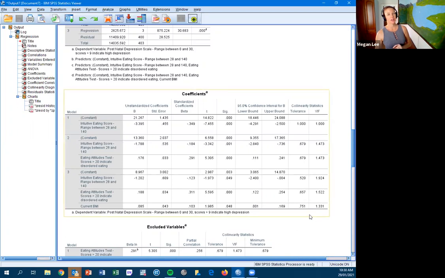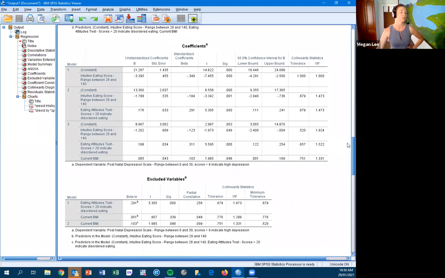Now over here on the end, we've got our collinearity statistics. We've already looked at our correlation matrix and seen there's not really any collinearity between the variables. So these should all be quite good. Tolerance should be greater than 0.02, which they are, and VIF should be less than 10, which they are. So that supports our look at the correlation matrix.